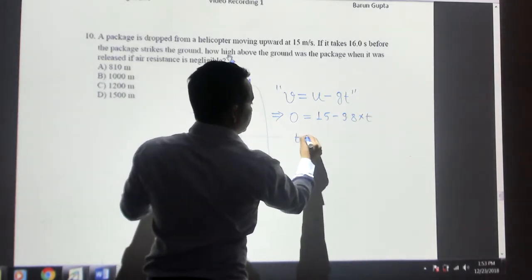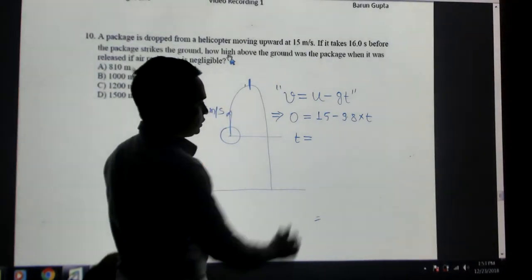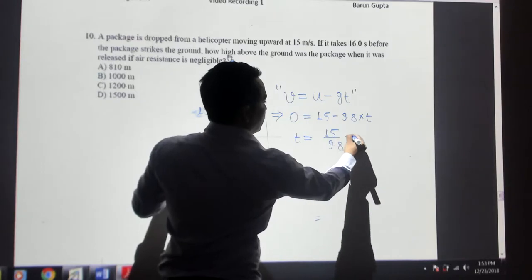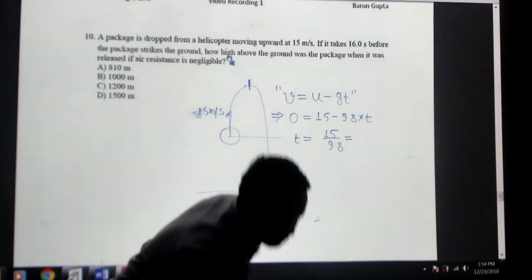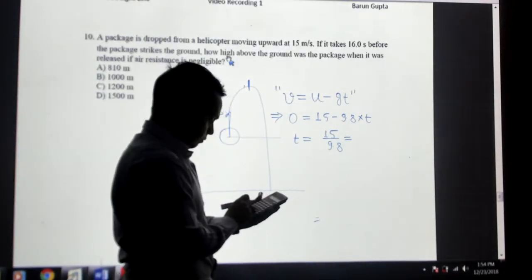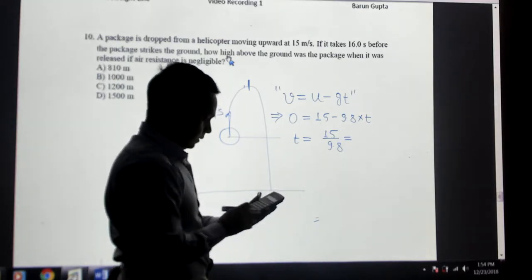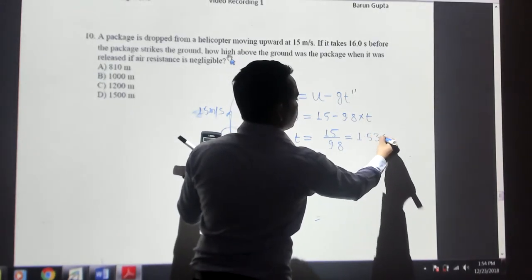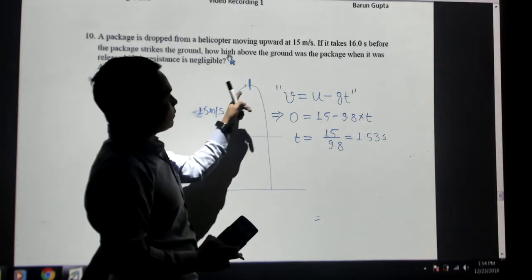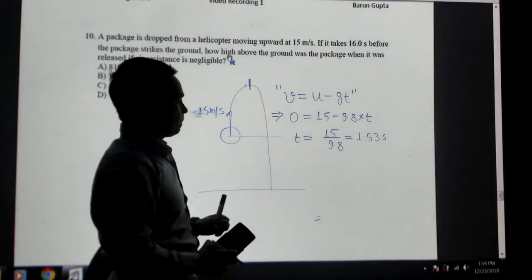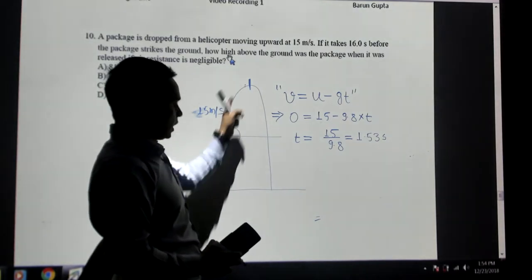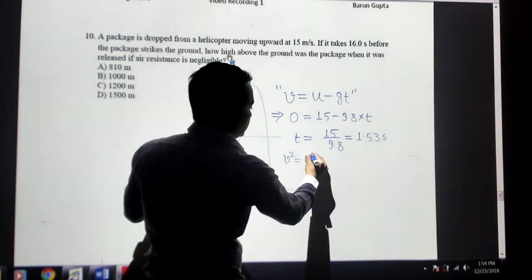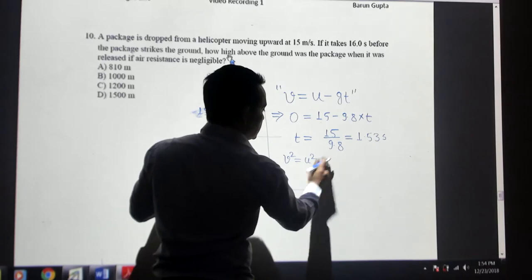So I just got this time t, which is 15 divided by 9.8. If you use your calculator, 15 divided by 9.8 is 1.53 seconds. So it takes 1.53 seconds to reach the top. Now I'm finding this height here. So I can use this equation, v squared = u squared - 2gh.